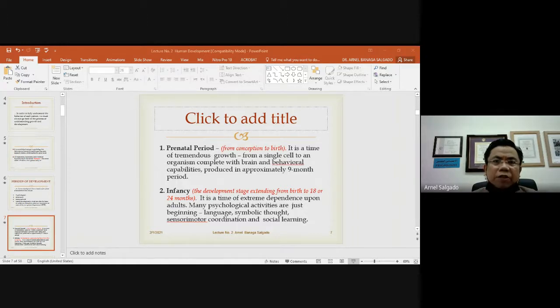So it keeps on dividing after its implantation in the uterine wall. It keeps on dividing until such time that it produces a very complex organism. That one will stay inside the mother's womb for approximately 9 months. So you carry the baby for 9 months. No? You nourish the baby for 9 months. The next period after prenatal is what we call infancy.